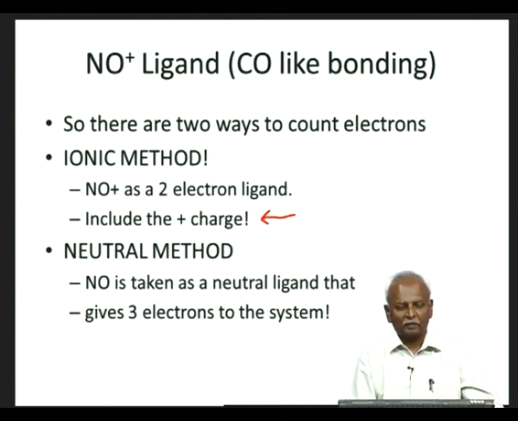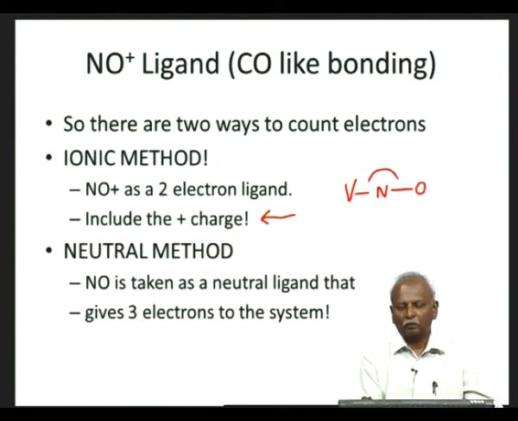So, if the charge is accounted for, an extra electron has to be added. In the neutral method, which in some ways is easier, you take NO, and if it is bonded to the metal like carbon monoxide, then we add 3 electrons to the valence shell from the nitric oxide. So, if you have NO bonding to the metal just like carbon monoxide, that means it is a linear molecule. In this case, the M-N-O angle would have been close to 180 degrees.